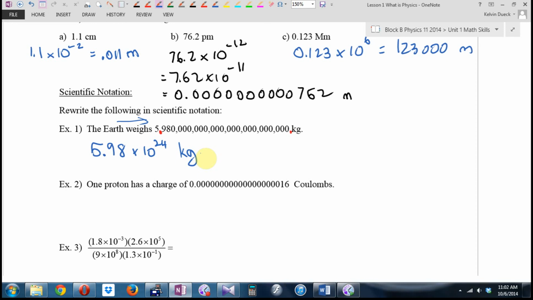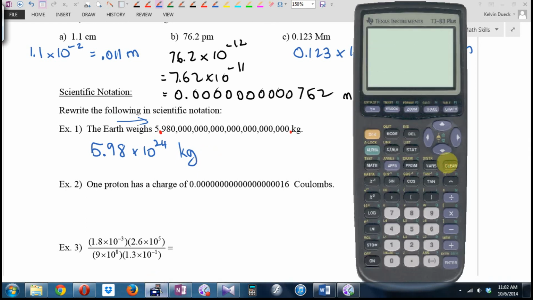What if you're making a really small number, like example 2? One proton has a charge of, oh, hang on. We need to be able to type this into our calculator. So get your calculators out, those of you that have them. Here's how you won't do it. You won't go 5.98 times button, 10 button, exponent button, 24. Now that looks right, and that will give you the right answer in very simple calculations. But as soon as we go more complicated, your calculator won't understand what you mean, and you'll get wonky answers.